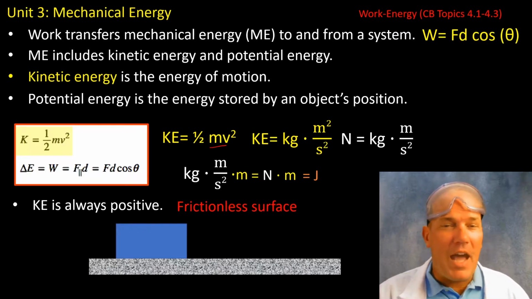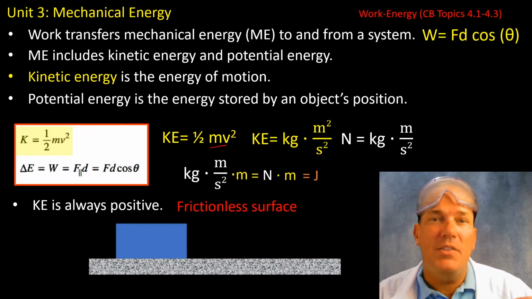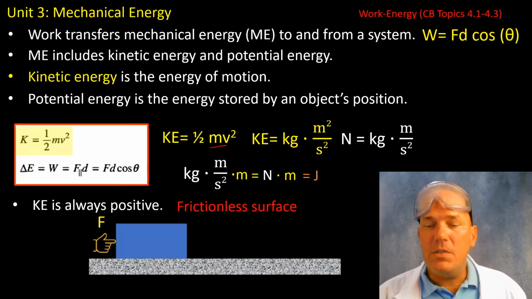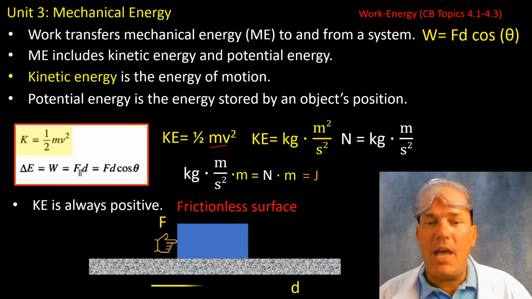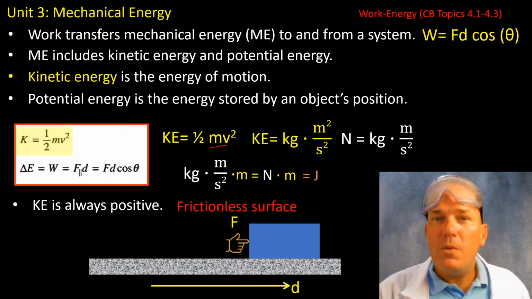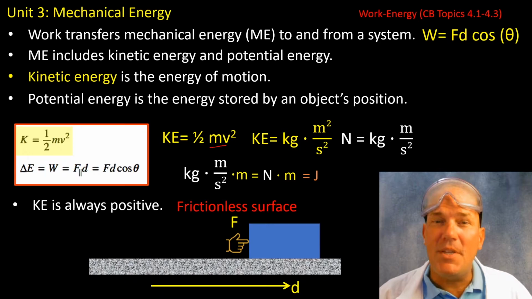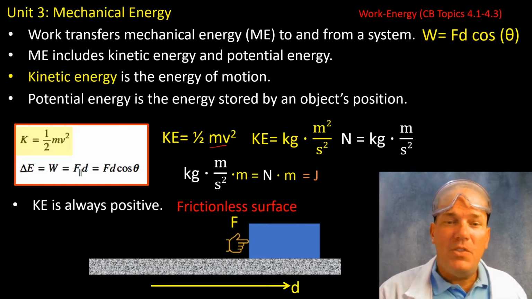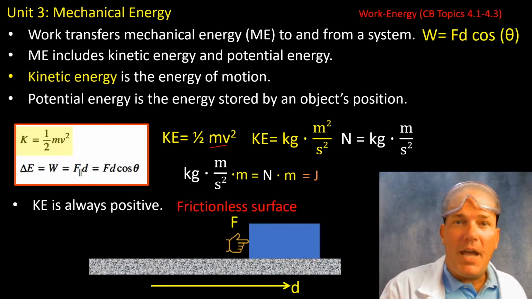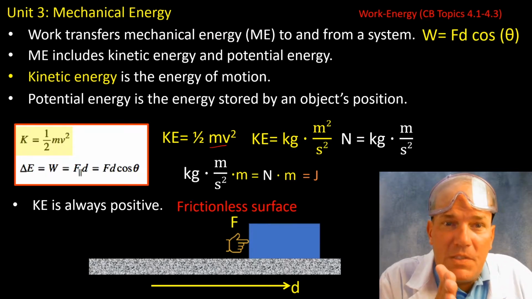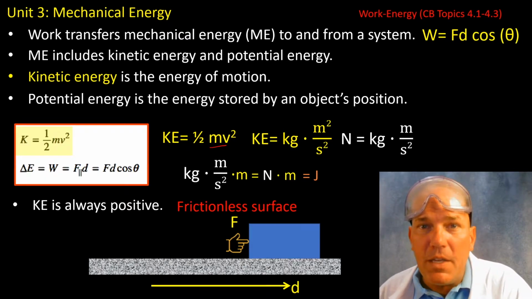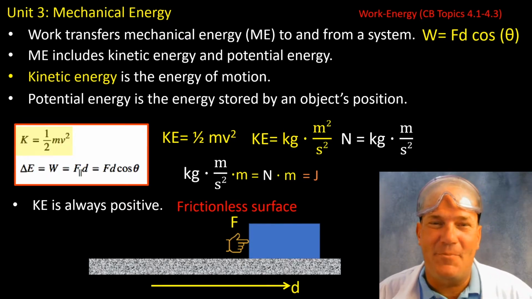So here we have an object. It's on a surface without friction, and a force accelerates this object a distance d. So work was done onto this object, and that resulted in an increase in energy because the block went from a state of where it was not moving to where it was moving. And if it was moving, it has kinetic energy.